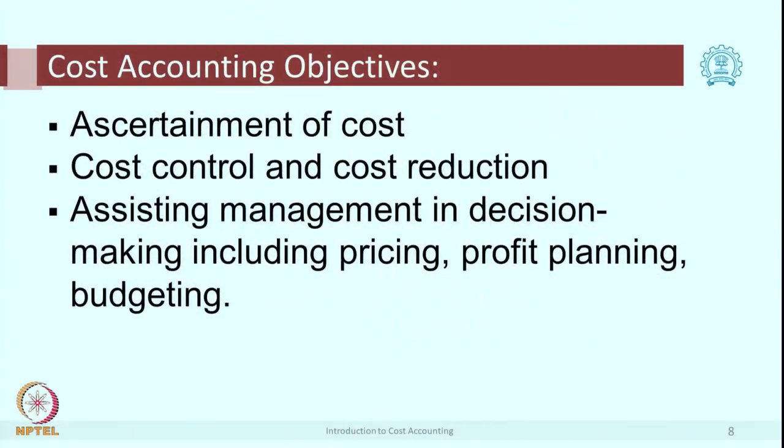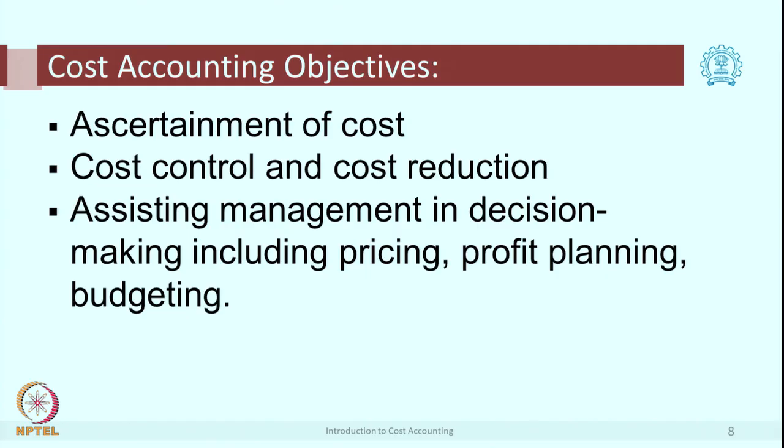Now this process begins with the recording and also the basis on which they are calculated, and ultimately we prepare the cost statements. Now the objectives of cost accounting system is ascertainment of costs, so to know the cost. But it is not the total only, to know the cost for the product, for a process, category wise, plant wise, function wise. So it is a detailed ascertainment of cost.